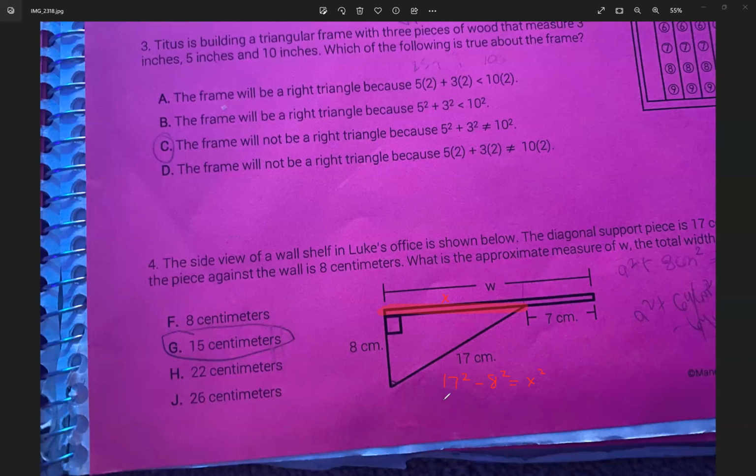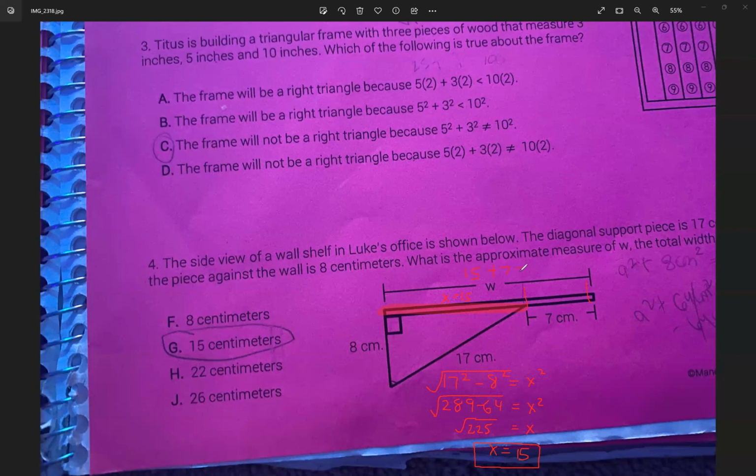So what's 17 squared? 17 times 17 is what? 289. 289 minus 64. Root of that. What's 289 minus 64? 225. So root of 225 is x. Therefore, x equals 15. 15 times 15. Yes, x is 15. Okay, so if this is 15 and this is 7, what's W?